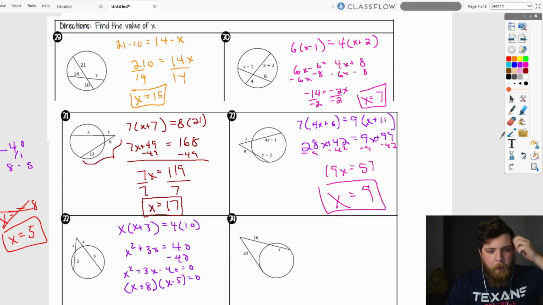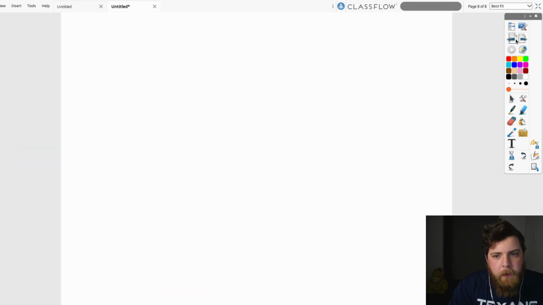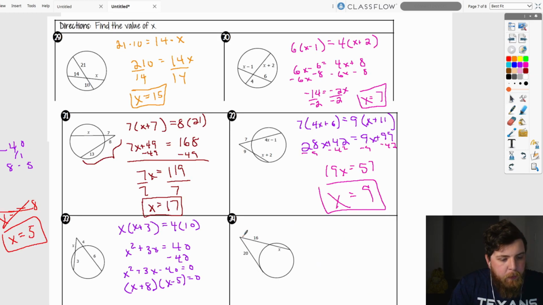And then the final one that we're going to talk about today is when you have a tangent. One where you have to set up the length of your tangent squared as equal to your exterior times x plus 16 times the whole entire thing.